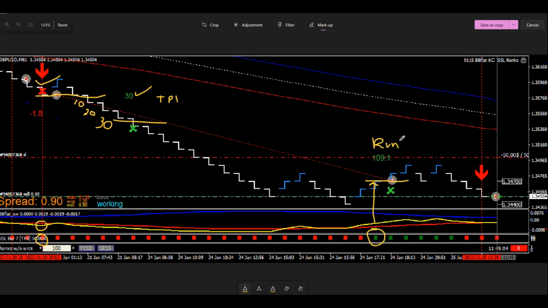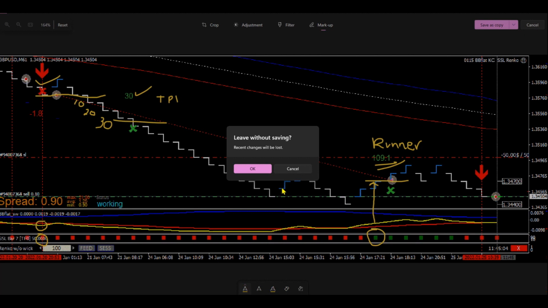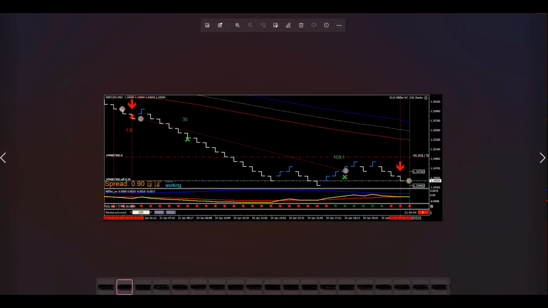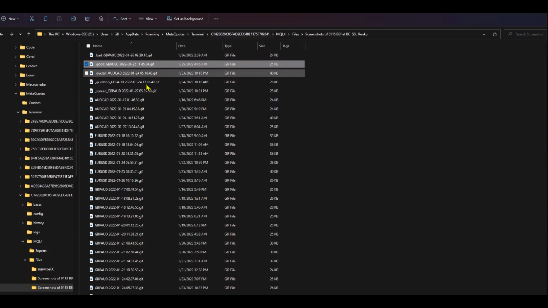Oops, I cannot write on here. And that is 109. So 109 and 30, about 140 pips total for that trade. So that was a good one. All right, I want to keep moving here. I don't want anybody to get too bored with me.